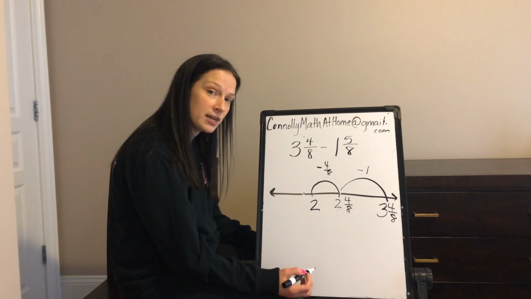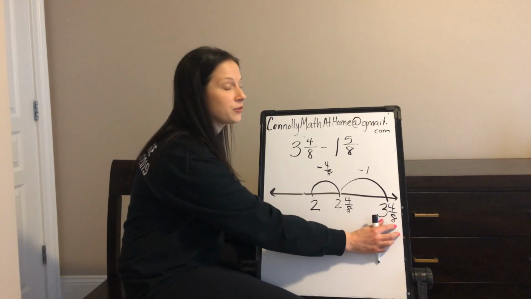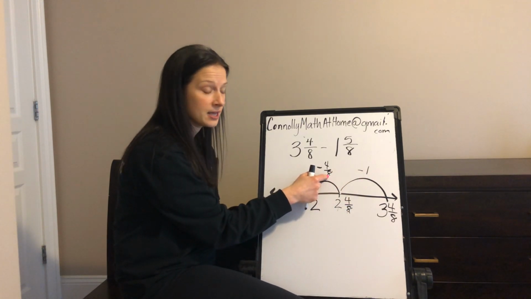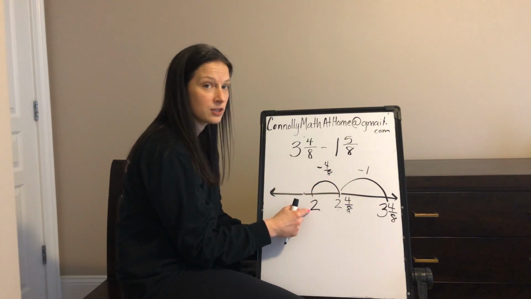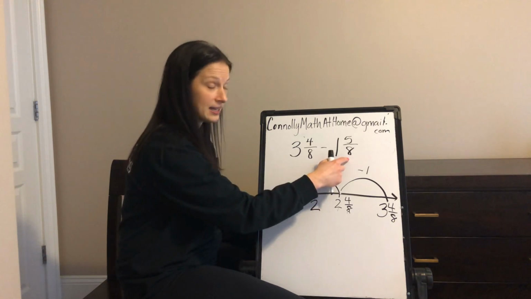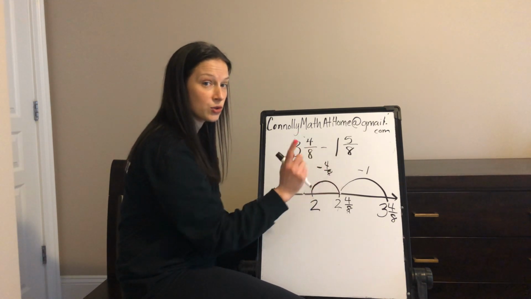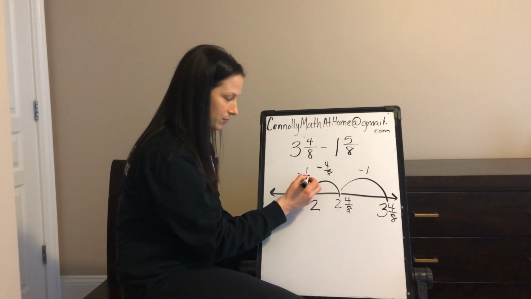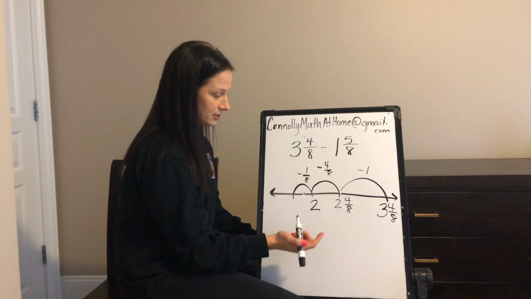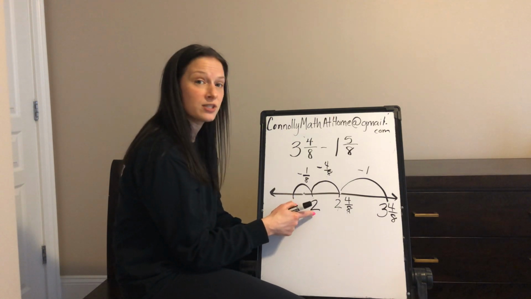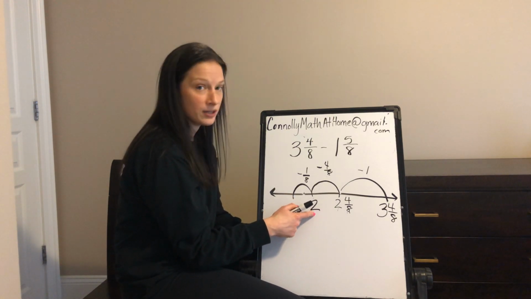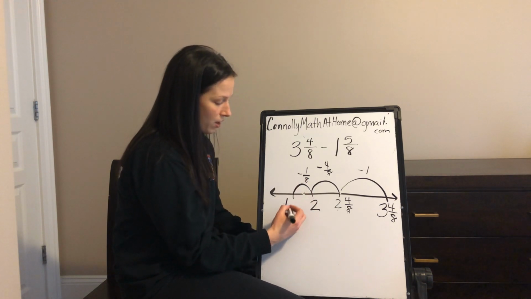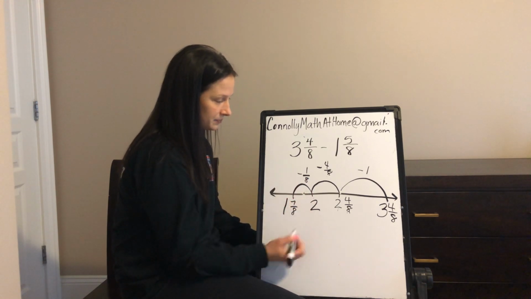So how much have we subtracted so far? We started at 3 and 4/8. We subtracted 1 and 4/8, and now we're at 2. So what's left to subtract? I need to get to 1 and 5/8. So there's 1/8 more to subtract to get to 5/8. Okay, so now students are going to feel more comfortable saying, well, I know a whole is 8/8. If I subtract 1/8, I am at 1 and 7/8.